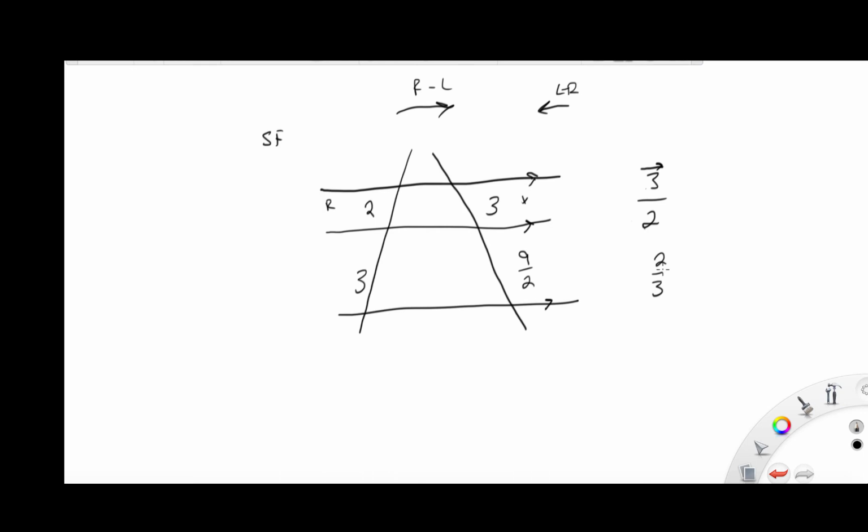Does it matter, left to right, right to left? No, because they're both proportional. So I can use this to my advantage to figure out different numbers. Like, for instance, if we didn't have 9/2, could we come up with that number?